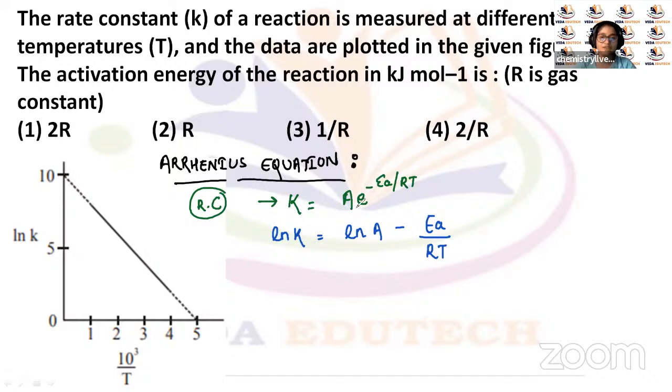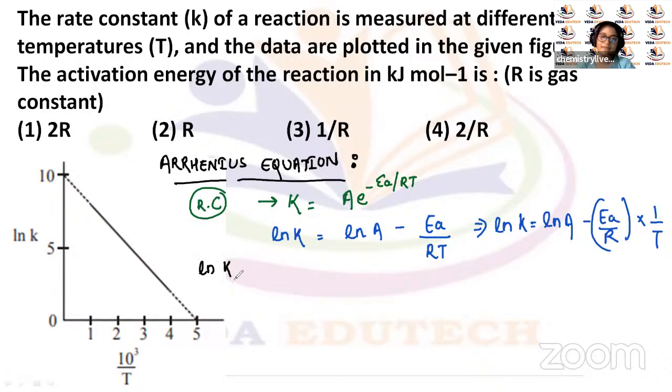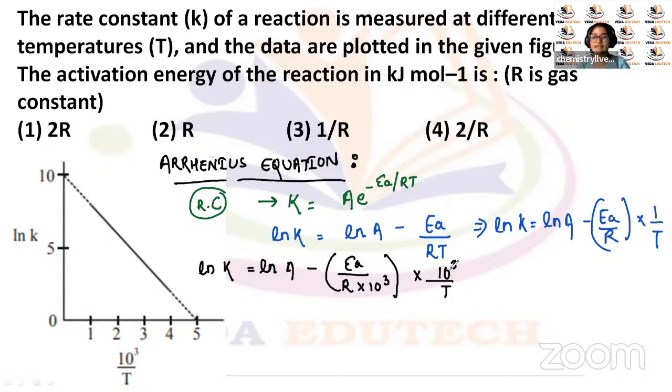If you look at this plot, children, ln k is there, but 10 to the power 3 by T is not there. So I'll just modify it a little bit. I'll write ln k equals ln A minus Ea by R into 1 by T. So I got 1 by T, but I still don't have 10 to the power 3 by T. So I'll write ln k is equal to ln A minus Ea by R into 10 to the power 3 into 10 to the power 3 by T.